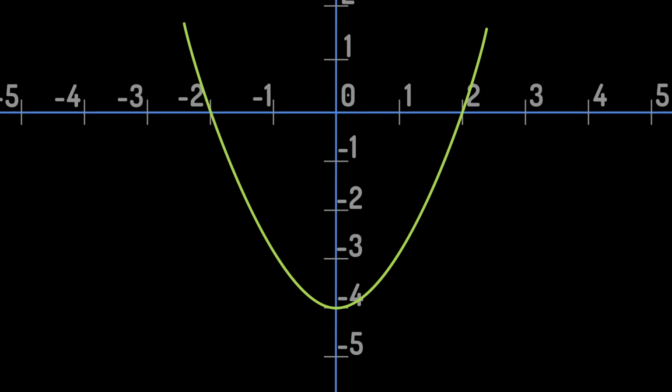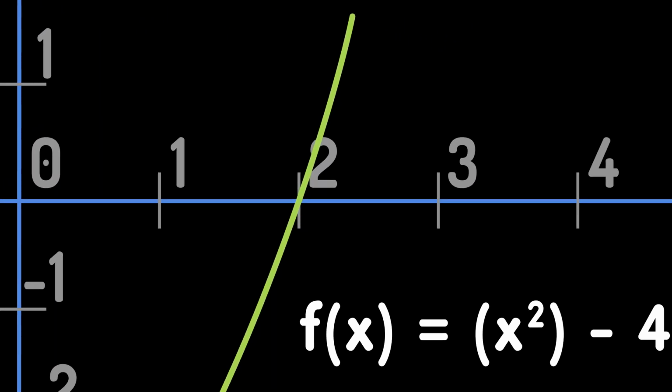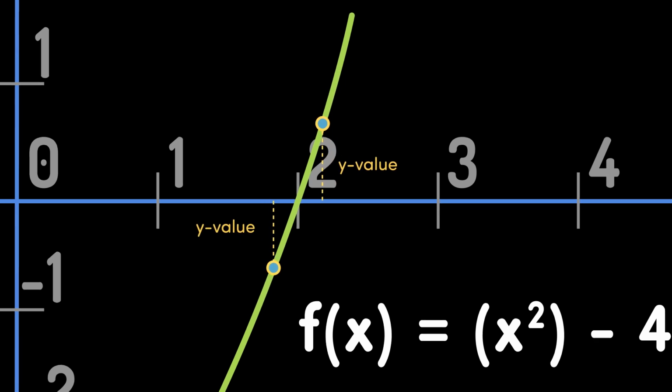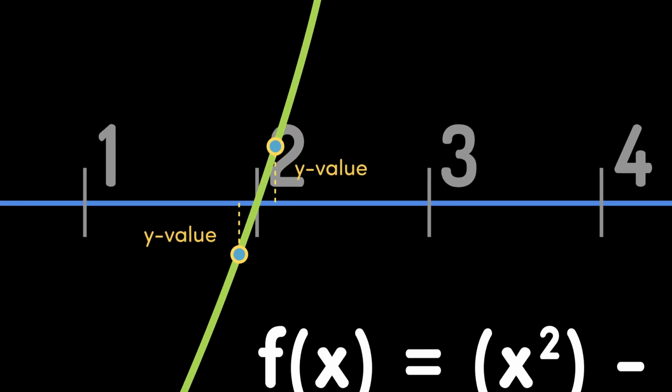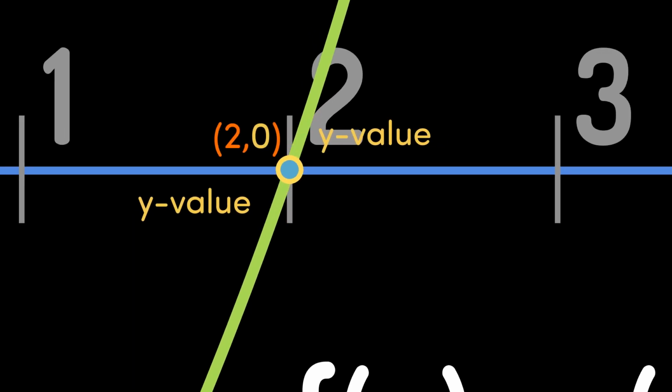So let's check out this graph. f(x) is equal to x squared minus 4. Zach investigates what happens as x draws near 2. As the graph gets closer to x equals 2, on both sides, we can clearly see the y value is getting closer to 0.